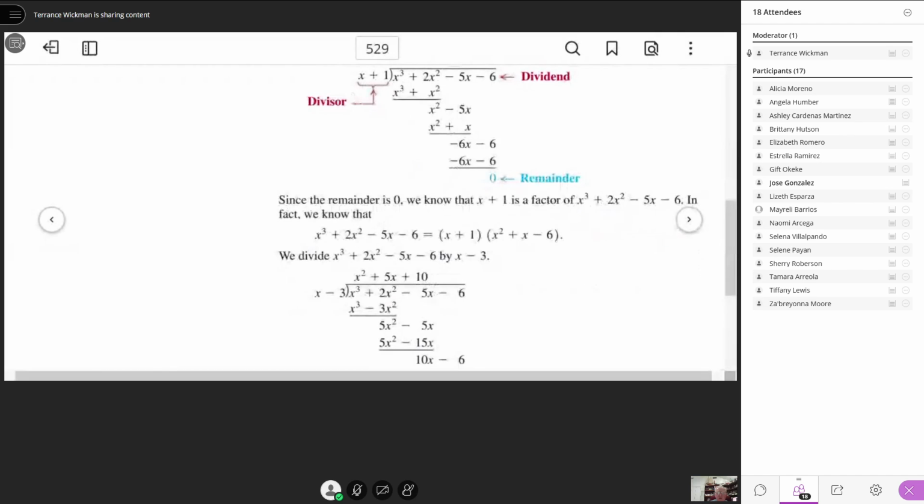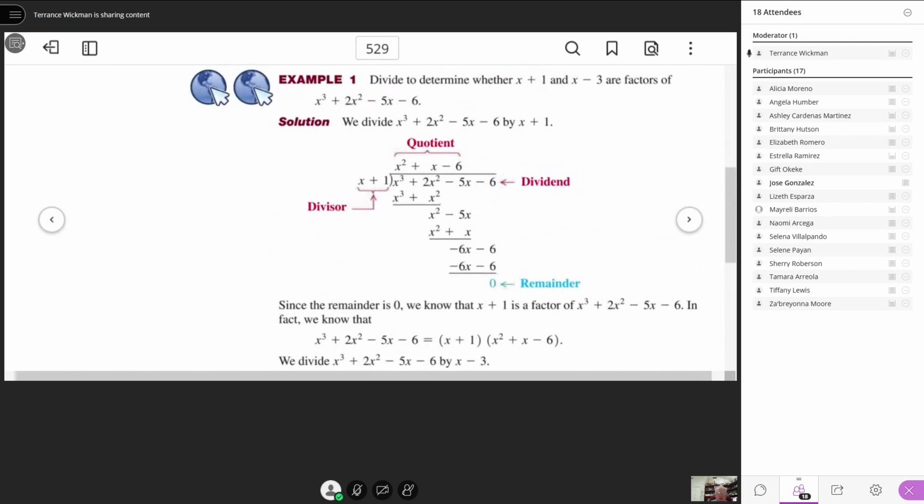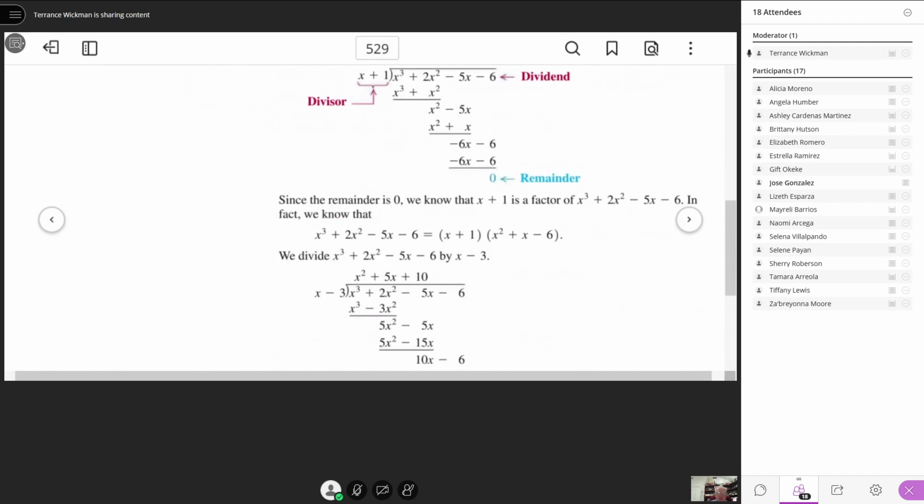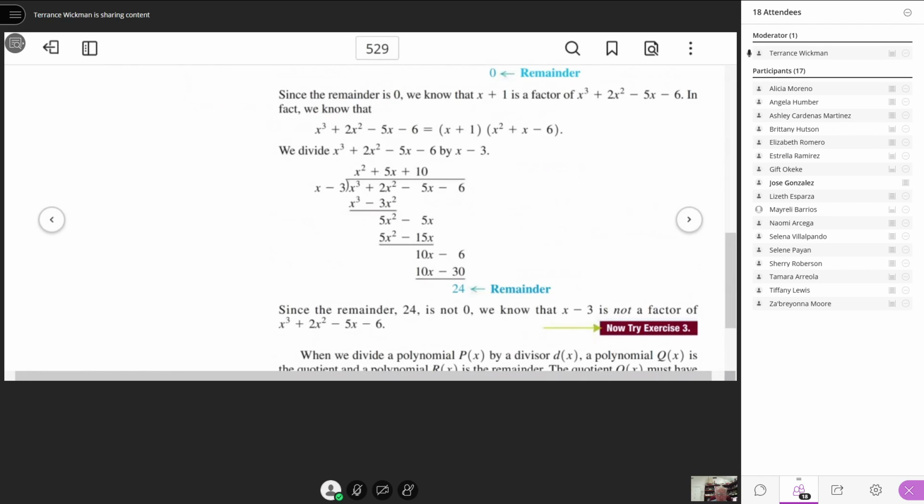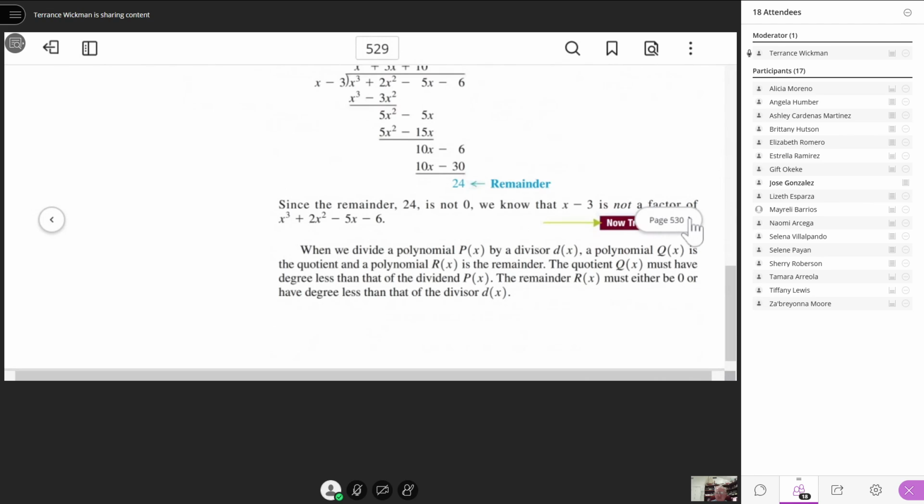Now, if you look at the second one, they take x cubed plus 2x squared minus 5x minus 6 and divide it by x minus 3. The first one we did was x plus 1. And when they divide it by x minus 3, they get a remainder of 24. That means it's not a factor. I mean, you do not get a 0. The next page.